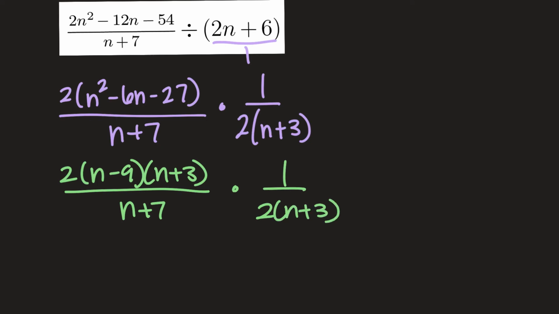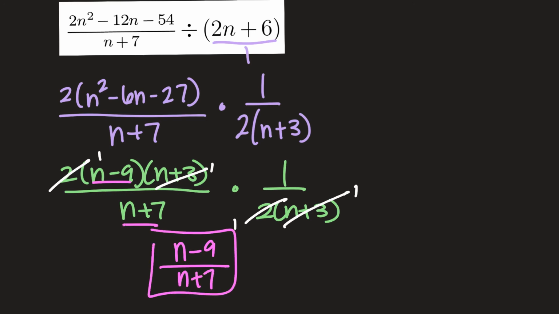And then we can cross out our like terms. So I have an n plus 3, an n plus 3, a 2, and a 2. So remember, those go to 1. That makes you keep things straight a little bit better. Okay, and then in the numerator, that leaves me with an n minus 9 here, and in the denominator, an n plus 7. And that would be our final answer.